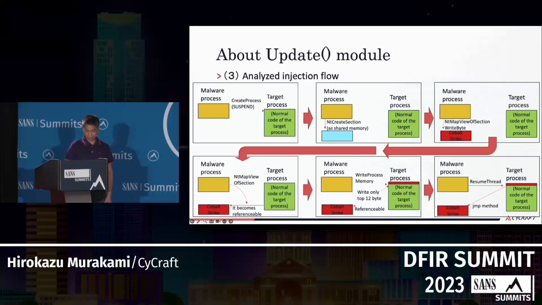The target process and shared memory can be referenced by NtMapViewOfSection. The target process entry point code is patched to execute the Cobalt Strike in shared memory and run.